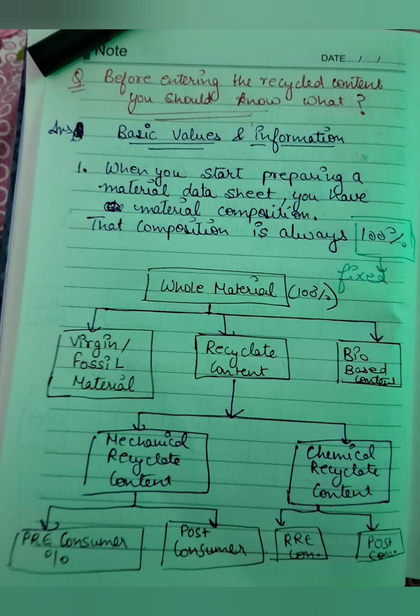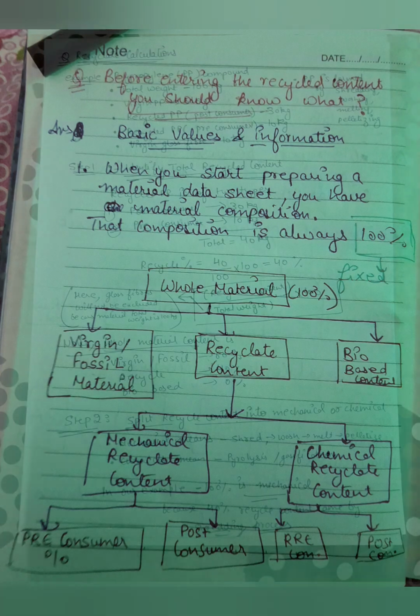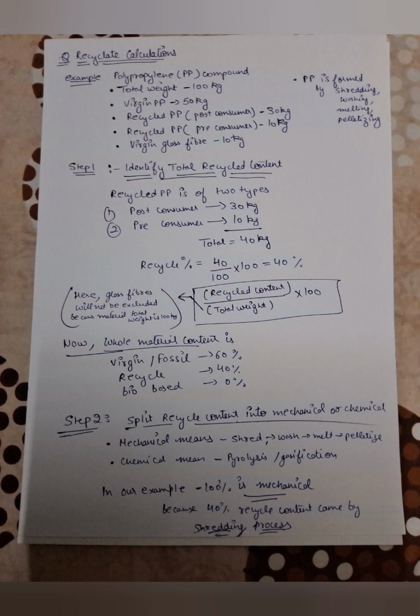And IMDS actually helps you here. If you type a value for pre-consumer recyclate, IMDS automatically fills in the post-consumer value for you. It subtracts from 100, so you don't have to. Now, let's understand the calculation with a simple example.